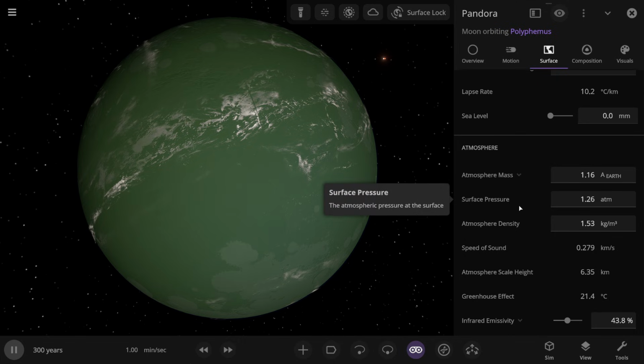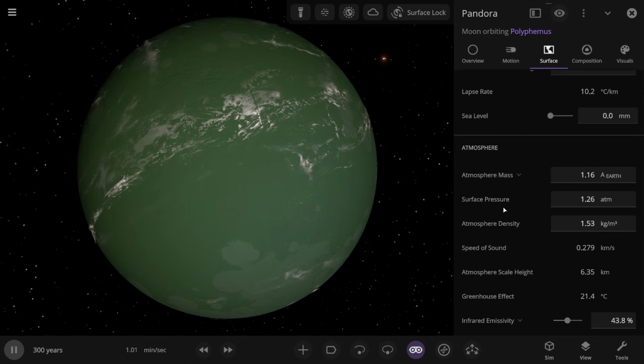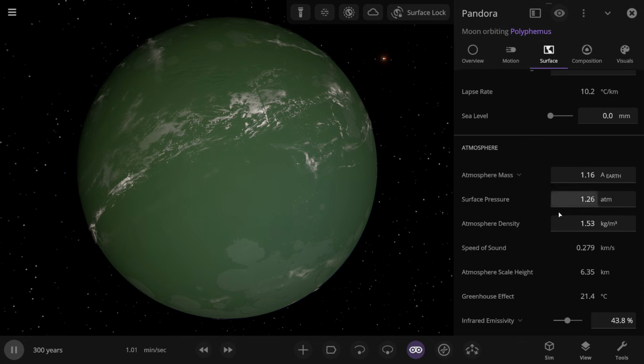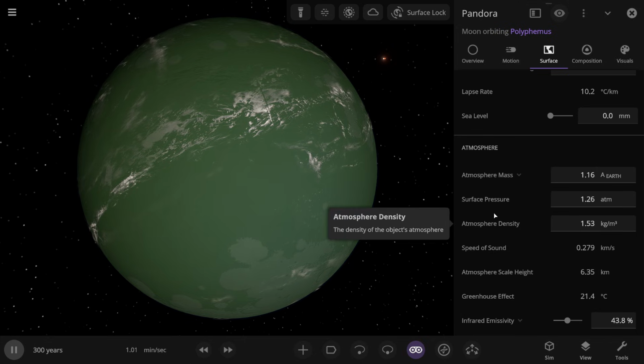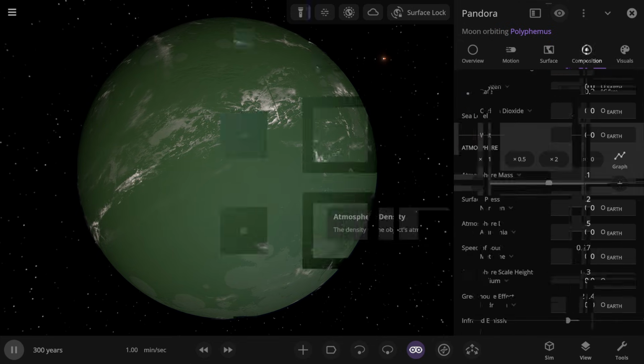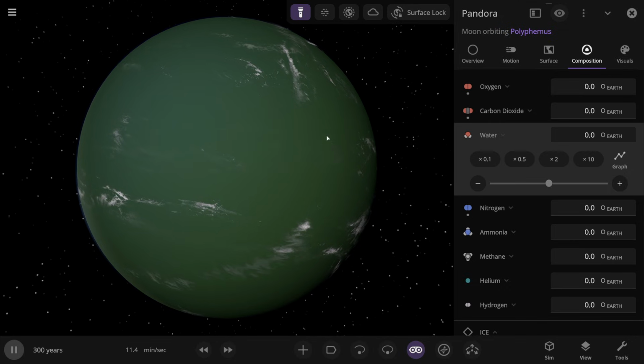The information on Pandora says that the pressure on its surface is 0.9 atmospheres, but here it comes out to 1.26 atmospheres. But in other sources, I found information that the pressure is actually higher than on Earth, so I don't know who's right and who's wrong. Let's leave it at 1.26 atmospheres. But the density of this atmosphere is higher than Earth's by 20%. And now the only thing missing is liquid oceans on Pandora.